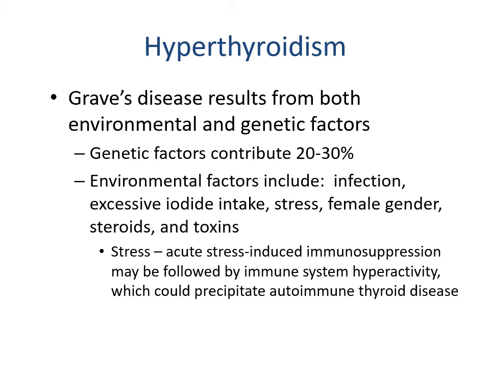Graves' disease results from both environmental and genetic factors, with genetic factors contributing 20 to 30%, and environmental factors including a history of infections, excessive iodide intake, stress, being of the female gender, steroids, and toxic exposure. And so looking at stress, acute stress-induced immunosuppression may be followed by immune system hyperactivity, which could precipitate an autoimmune thyroid disease.